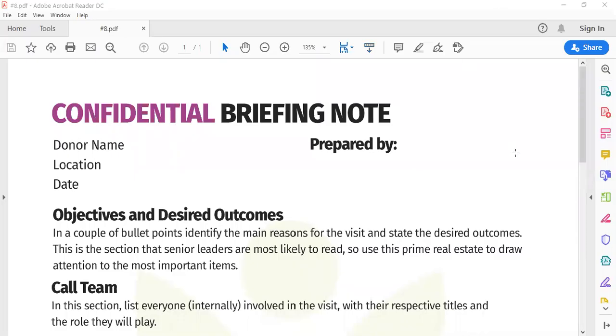Okay, so here's what a confidential briefing note looks like. This is a sample, different components that you can use to create briefing notes, either for yourself or for your partners on donor visits. So you always want to emphasize the fact that it is confidential, just to make sure that everyone knows that the information that you're going to share is not for public consumption.